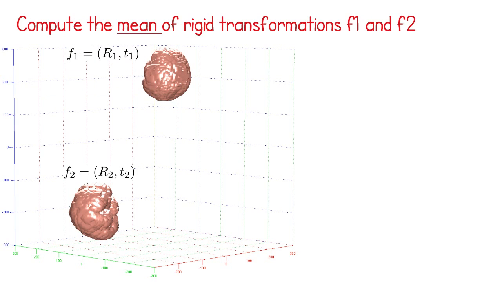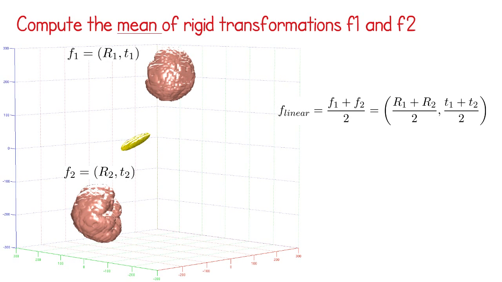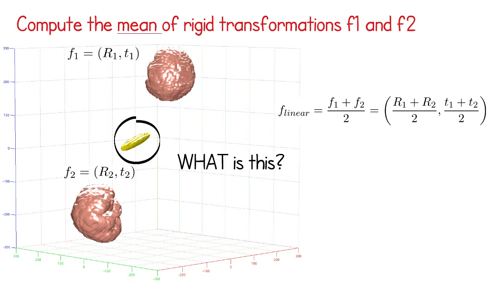Now, how will you compute the mean of two rigid transformations, F1 and F2? An idea is to compute their mean as their half sum. Let's do it and show the result of the action of this mean on the template brain. Don't you think something disturbing? The mean of two brains is not even a brain.